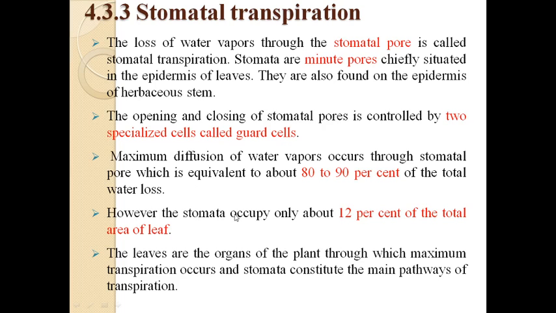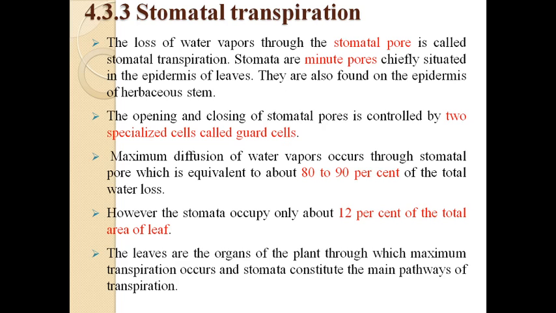However, the stomata occupy only 12% of the total area of the leaf, and leaves are the organ of the plant through which maximum transpiration occurs, and stomata constitute the main pathway of transpiration. Generally, the number of stomata is higher on the lower surface of the leaves than on the upper surface. But in monocots such as grasses, they are equal in number on the upper and lower epidermis. In aquatic plants such as Pistia and Eichhornia, stomata are present only on the upper surface of the leaves. Stomatal transpiration is lowest when stomata are fully closed, and very high when the stomata are fully open.